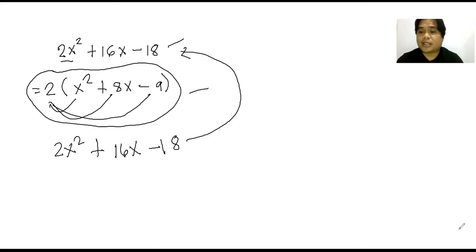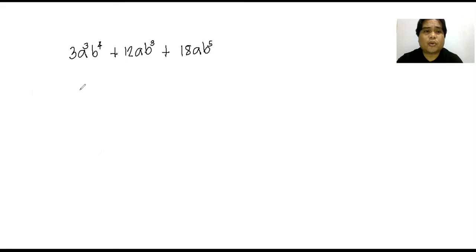Okay, let's have another example. Here: 3a cubed b to the power of 4 plus 12ab cubed plus 18ab to the power of 5. Now again, looking at the coefficients, 3, 12, and 18, the biggest number that can divide all of them is 3. So you put out 3 as the greatest common factor for the coefficients.